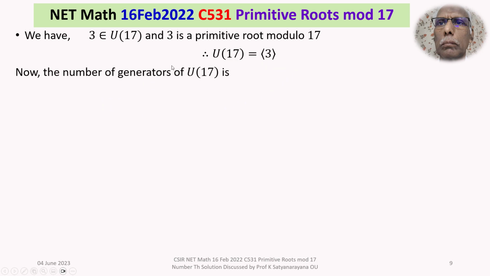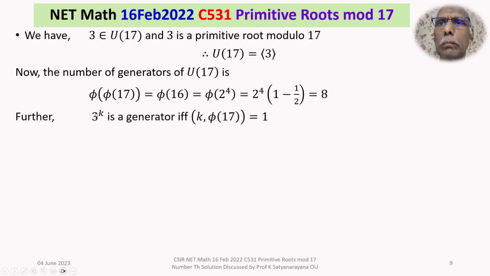Now, we can count the number of generators of this cyclic group U17. The number of generators is phi of 17, which is phi of 17 equal to 16. That is phi of 16, which is 2 to the power of 4. Using Euler's phi function formula, 2 to the power of 4 into 1 minus 1 by 2. When you simplify, you will get 8. So there are 8 generators for U17, and 3 is one among them.